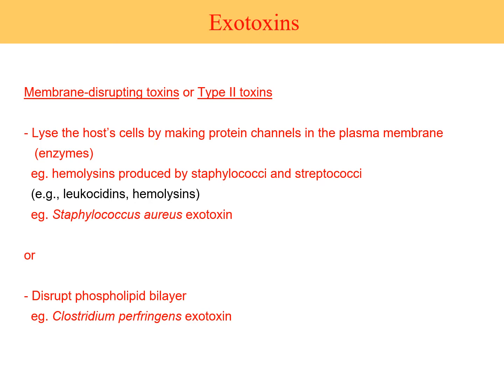Okay, let's talk about type 2 toxins, another type of exotoxin group. These are membrane disrupting toxins. They have the ability to lyse the host cell, damage the host cell's membrane by inserting protein channels into the plasma membrane and therefore causing lysis of the cell. One example of that would be hemolysins that are produced by both streptococcal and staphylococcal organisms. An example would be Staphylococcus aureus exotoxin.